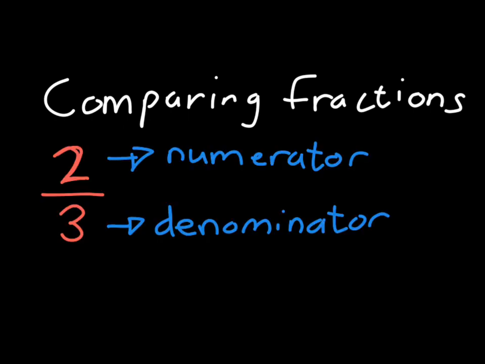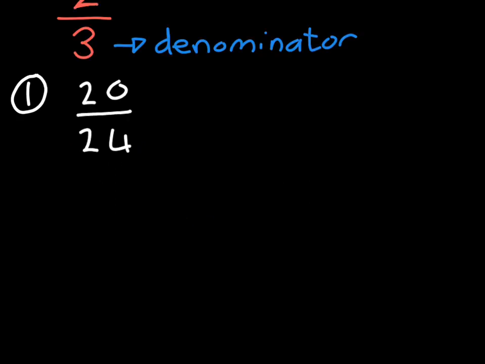For a fraction, such as this one over here, 2 over 3, the top number has a special name. We call that the numerator, and the bottom number we call the denominator. So let's get into some examples.